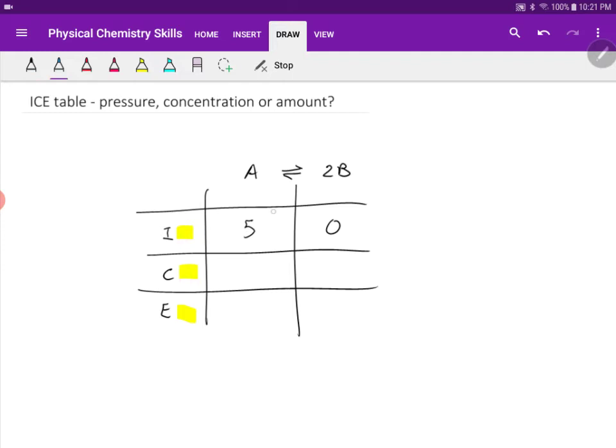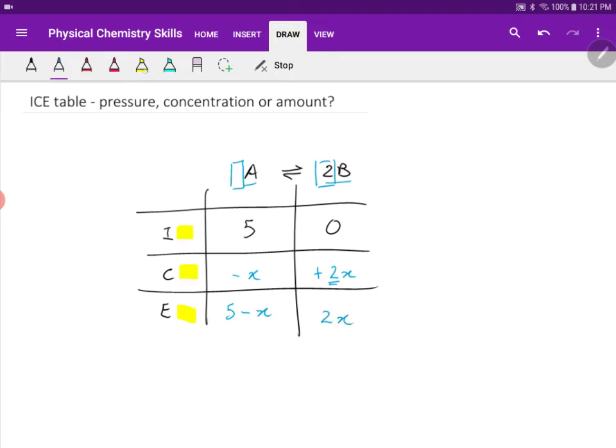So if you look at our typical ICE table, let's say I have A which is in equilibrium with 2B. So what I will get is, let's say at the start I have 5 and it will start breaking apart, so I will say there will be minus x here and plus 2x. How do I know that it's 2? Because the coefficient here is 2 and the coefficient here is 1. So I get 5 minus x and 2x over here.